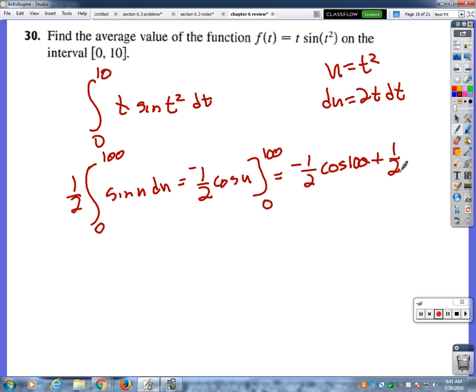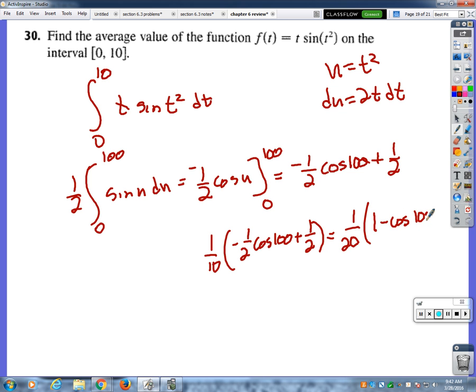But I want to find the average value of that, right? So I'm going to divide by 10, but that's awkward in this case, so I'm going to multiply by 1/10. Do you want to factor out the 1/2 or distribute the 1/10? It's going to be the same either way. So you want to factor out the 1/2? Okay, so 1/2 times 1/10 is 1/20, so this is going to be 1/20 times (1 minus cosine 100).